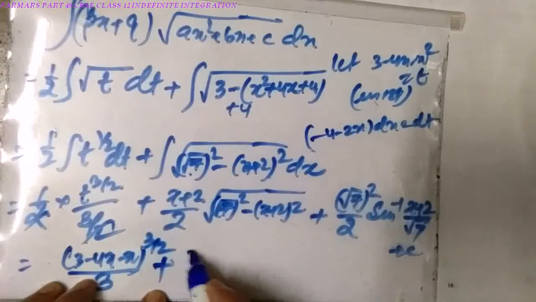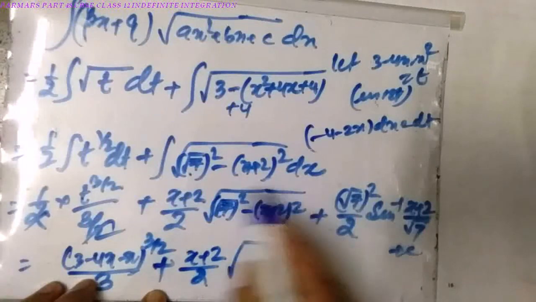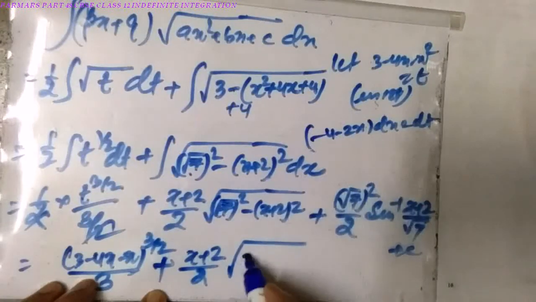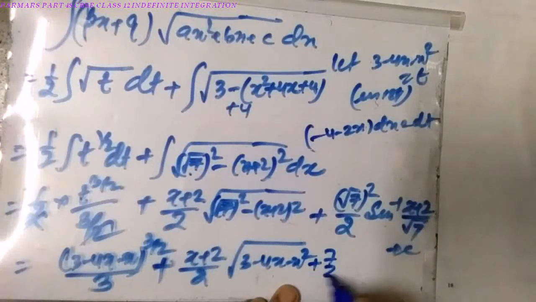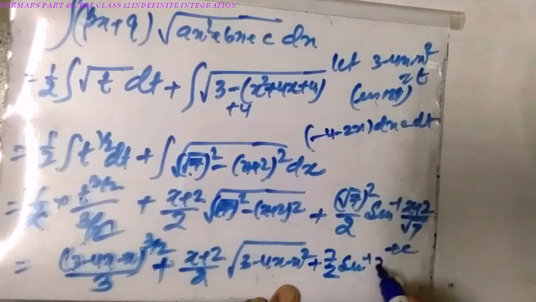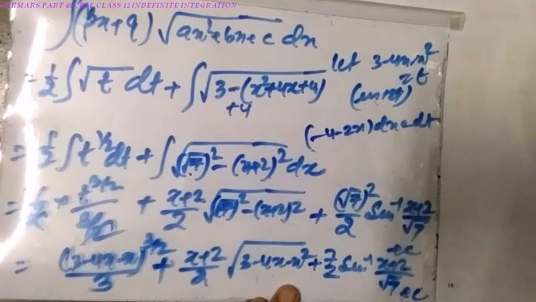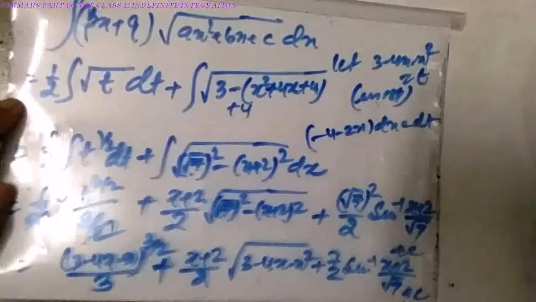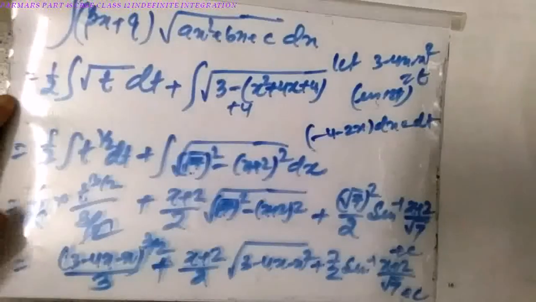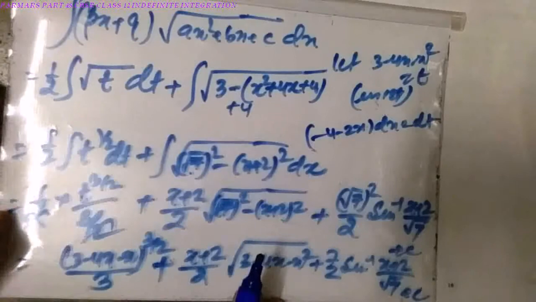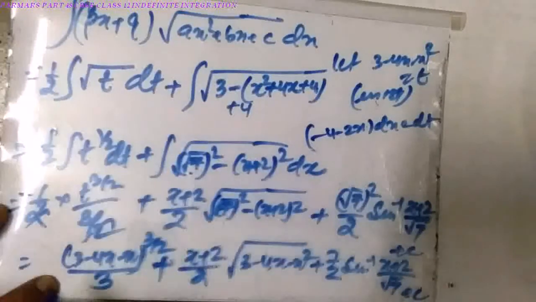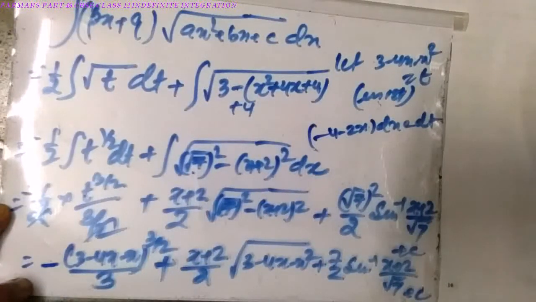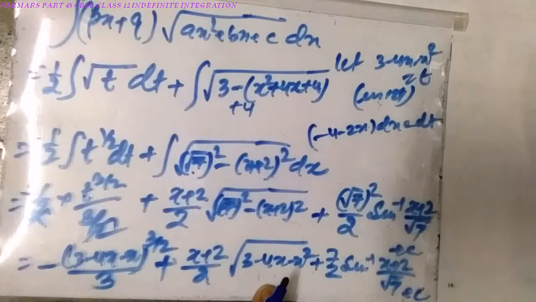first part. In the second part, x plus 2 by 2, simplified version is what? Root 3 minus 4x minus x square plus 7 by 2 sin inverse x plus 2 by root 7, and plus c is the answer. If you just go back, you will find that the value of a is minus 1 by 2 I think, and b is plus 1. So here it is minus, हमने शायद छोड़ दिया था, so this is minus and this is what the answer.